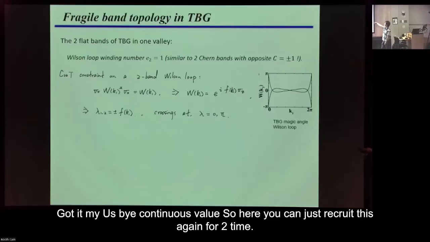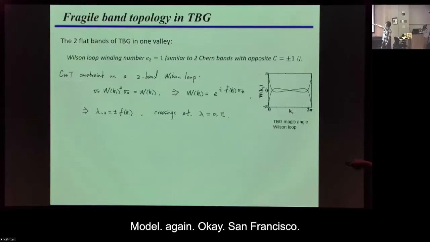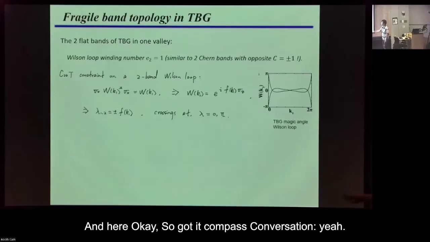Here you can easily prove this again for the two-band model. Again, we have the C2ZT symmetry, and it gives you some symmetry restrictions on the Wilson loop operator. And here, C2ZT doesn't flip k1, so k1 remains, and it has a sigma x and complex conjugation. So your Wilson loop operator is restricted to this form.